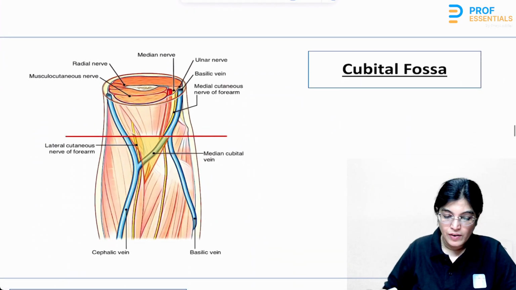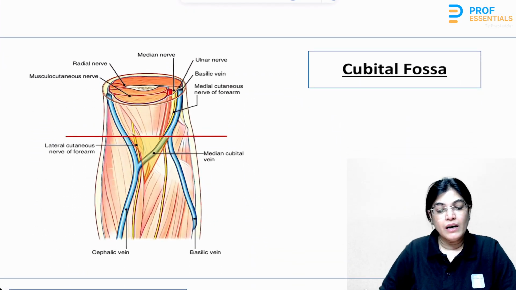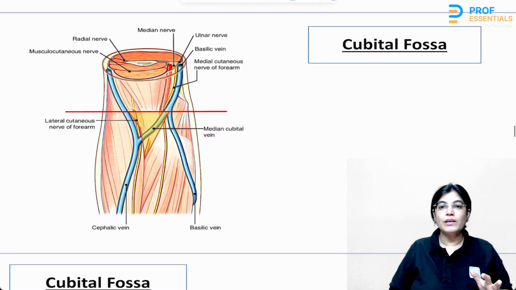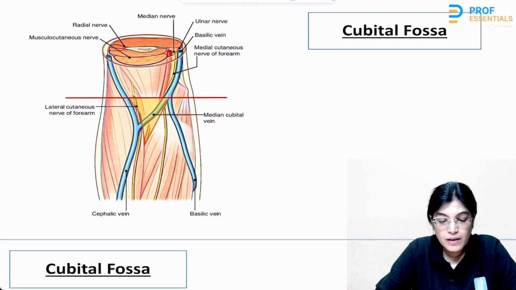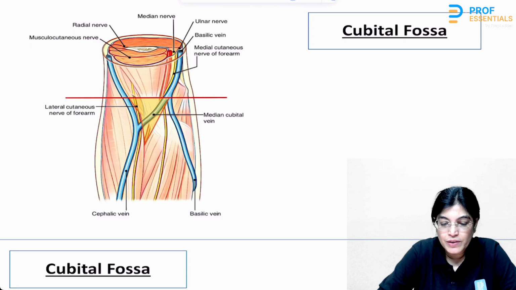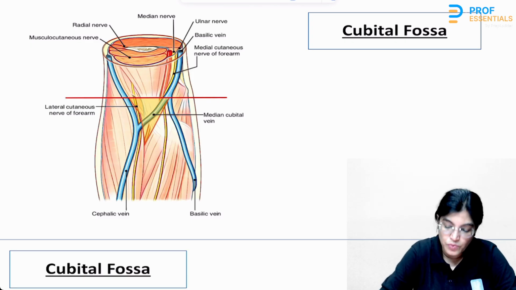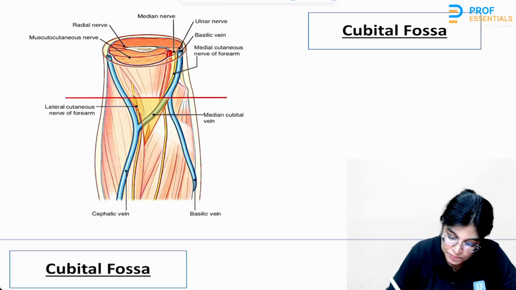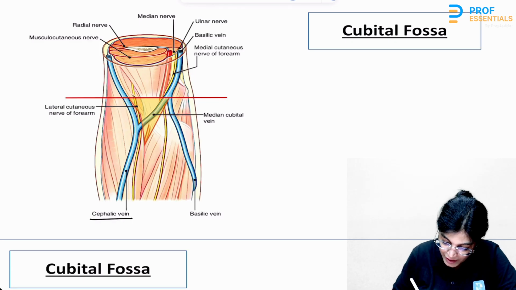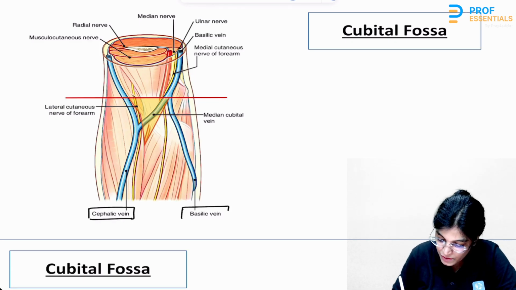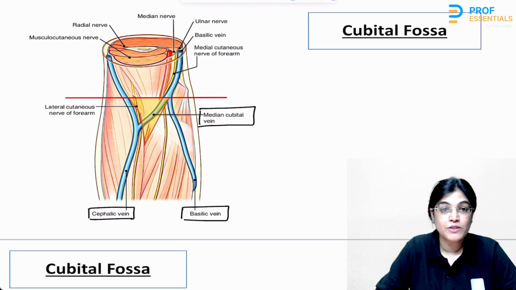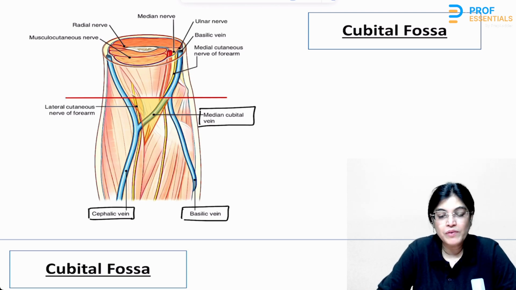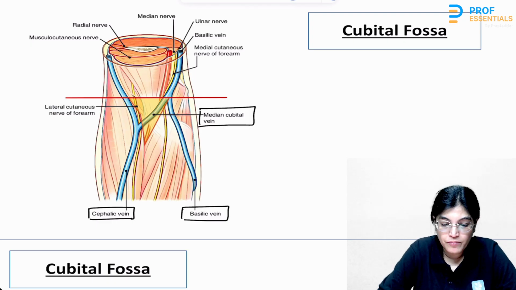If I talk about the roof, we have the skin. Whenever we go for dissection, the first thing incised is the skin. Beneath the skin, we have superficial fascia, which contains veins. Can you see here? We have the cephalic vein laterally and the basilic vein medially. These two veins are connected by another vein, the median cubital vein. These structures reside in the superficial fascia of the roof.